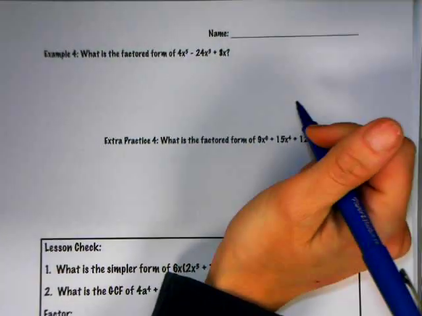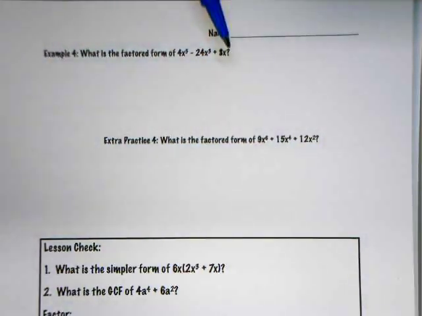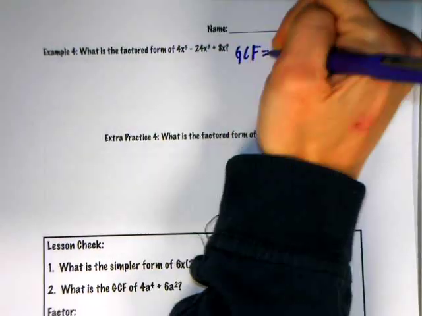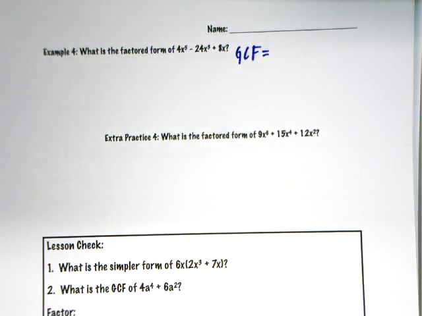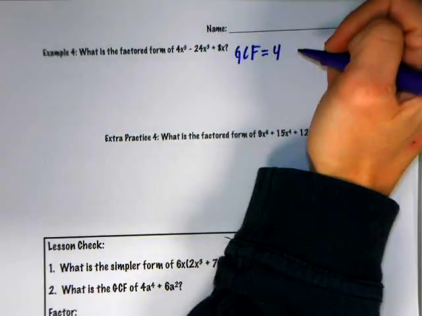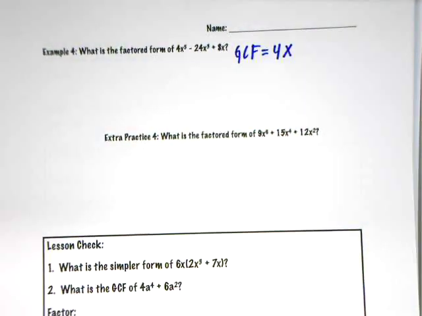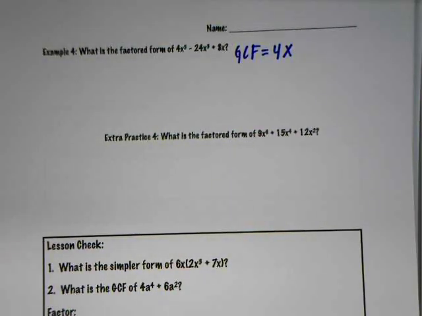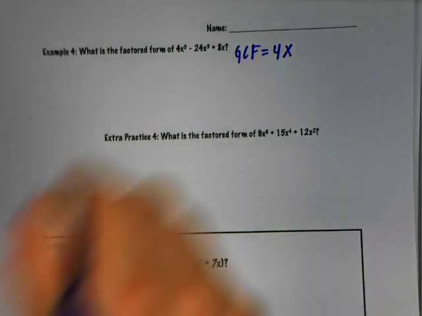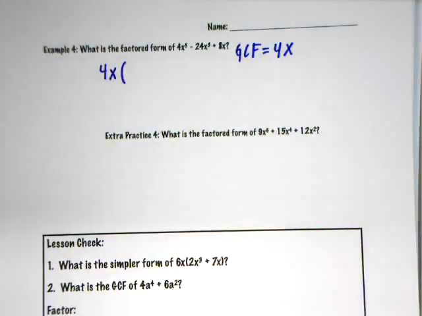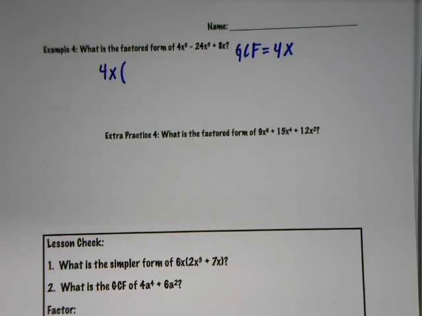Okay, so we're looking at this. What is the factored form of 4x to the 5th minus 24x to the 3rd plus 8x? So first we need to figure out what our GCF actually is. 4? 4, just 4? 4x, yep. Because they all have at least a single x. Agreed? Any questions on that? Okay, so what you're going to do is undistribute the 4x now. So put 4x in front of the parentheses. And you're going to have to divide it back out of each of the terms.